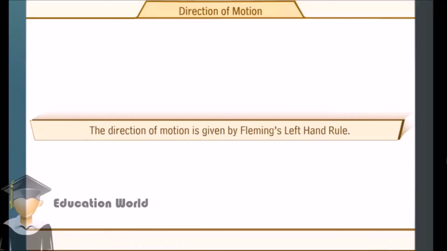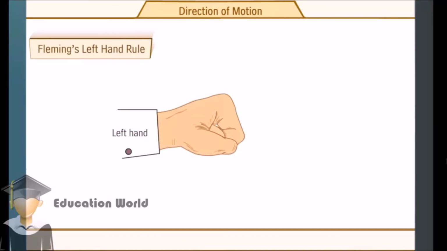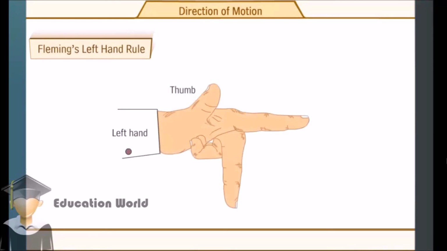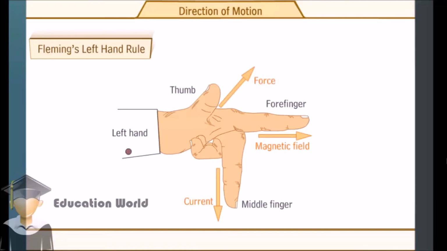The direction of motion is given by Fleming's left-hand rule. Fleming's left-hand rule: extend the thumb, forefinger, and the middle finger on the left hand in such a way that all three are mutually perpendicular to each other. If the forefinger points in the direction of the magnetic field, the middle finger in the direction of the current, then the thumb points in the direction of the force exerted on the conductor.